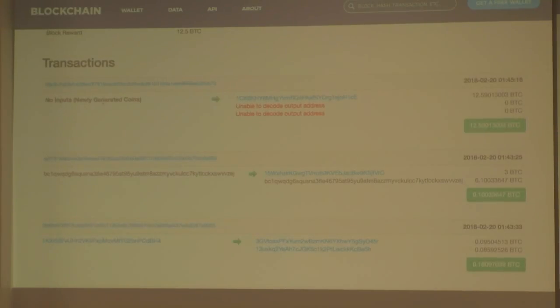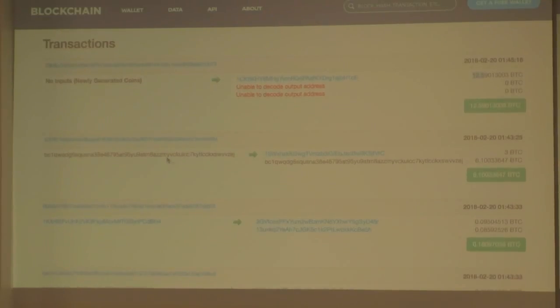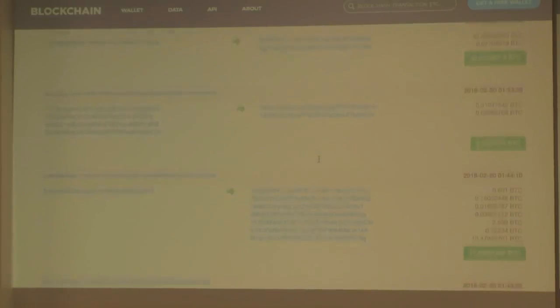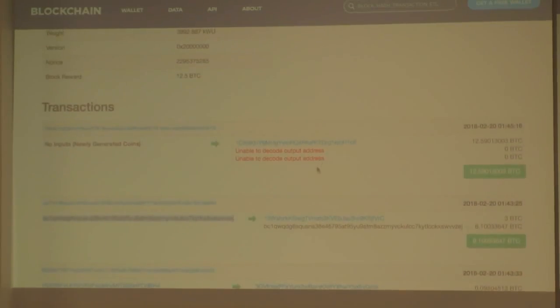There's no inputs, but there's an output transaction, and we can see here it's 12.5 Bitcoin coming out, and that extra 0.09 is from the fees. And then these are all the other transactions that are coming in. So this is the input, and these are the output addresses. And you can actually go in, and these are all clickable links.